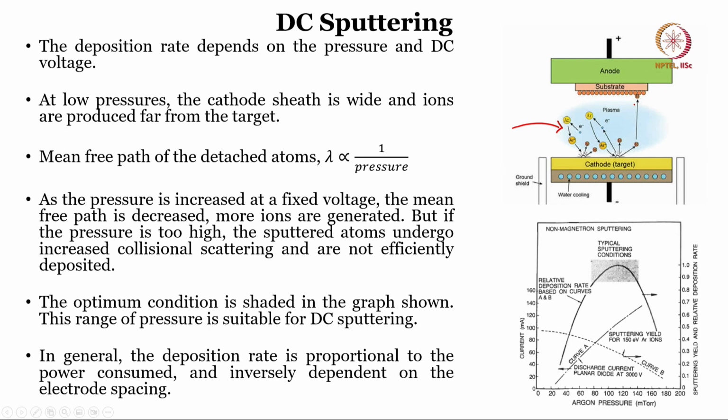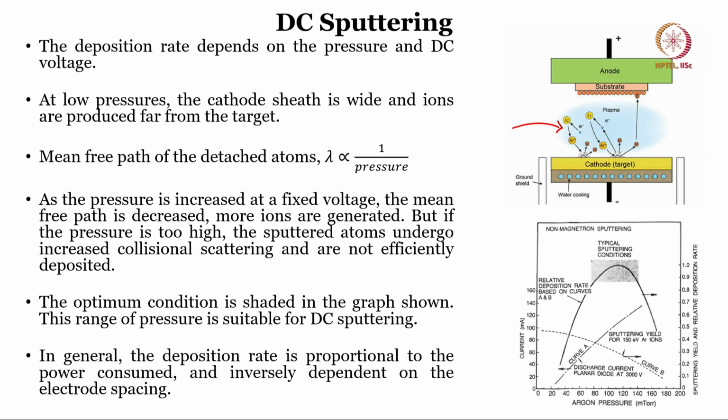So, at low pressure the cathode sheath is wide and ions are produced far from the target. The mean free path of the detached atom is given by lambda, which is inversely proportional to the pressure. As the pressure is increased at a fixed voltage, the mean free path decreases and more ions are generated. But if the pressure is too high, the sputtered atoms undergo increased collision and scattering and are not efficiently deposited. So, again, a very important thing is the pressure of the chamber.